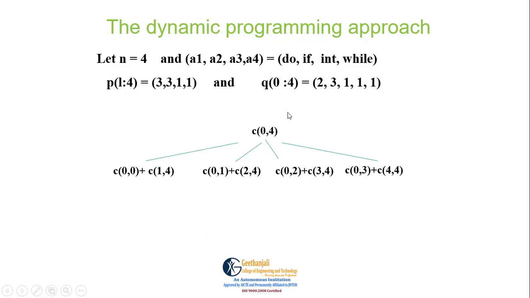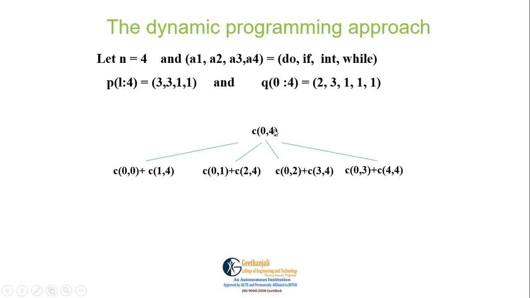According to the formula, C of 0 comma 4 is nothing but the total cost of the binary search tree. There are 4 possible trees with 4 different root nodes. If I select a1 as the root element, the left subtree doesn't have any elements, but the right subtree contains a2, a3 and a4, because C of 1 comma 4 will have a2, a3, a4 and q1, q2, q3 and q4.